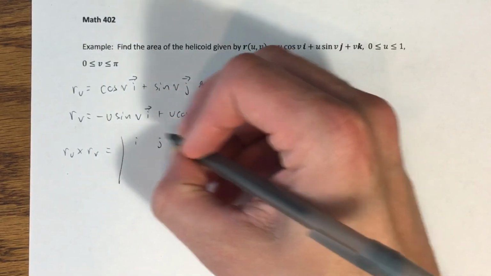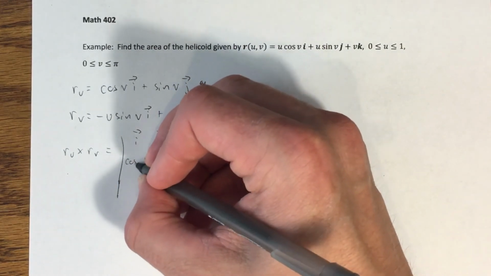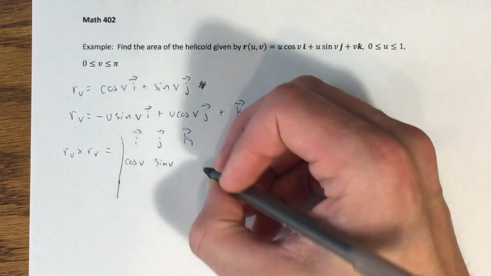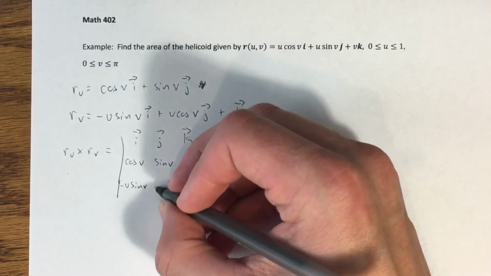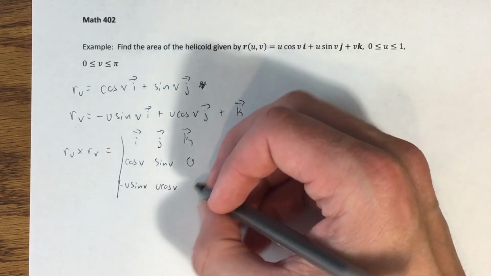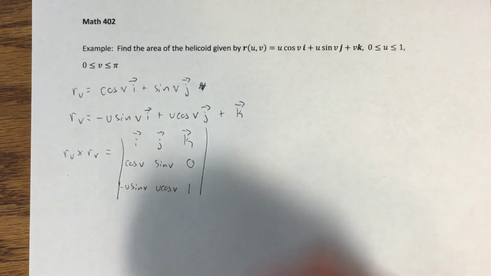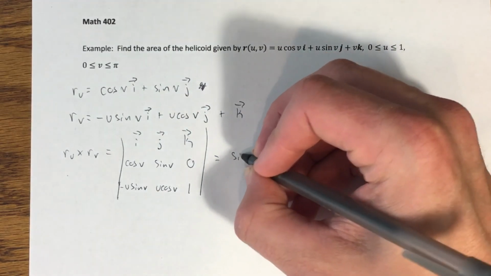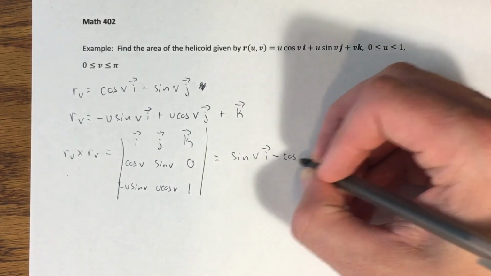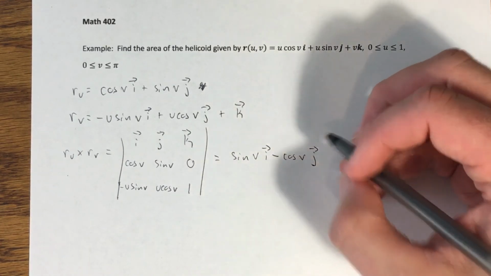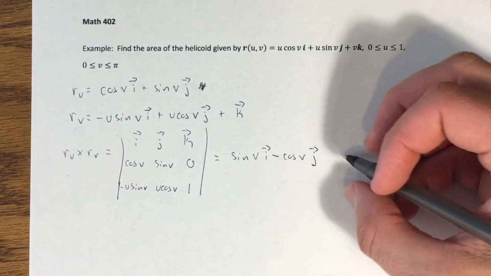i, j, k. I have cosine v, sine v, and 0 here. Negative u sine of v, u cosine of v, 1 here. Okay. Evaluating this cross product, you're going to get sine of v as your i component minus cosine of v as your j component. I skip all of the work of working out the little cofactors, because I know you should be able to do that by now.